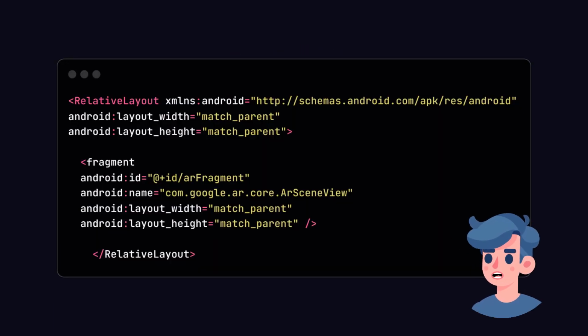Now, let's work on the layout. We'll create a simple user interface that displays our AR view. Open the activity_main.xml file and replace the existing code with the following to add an AR fragment.